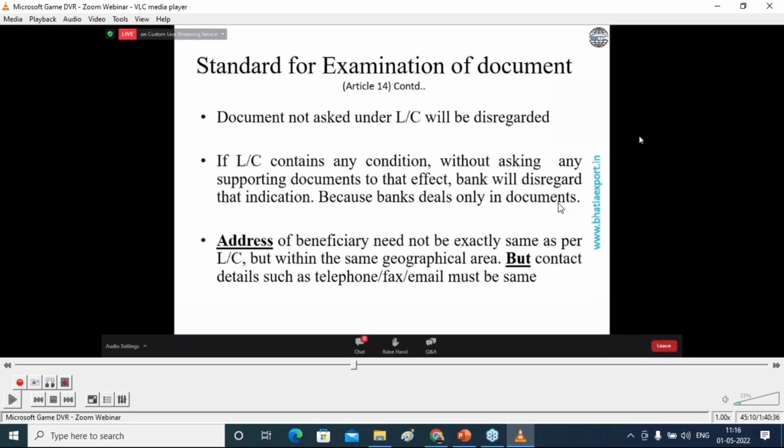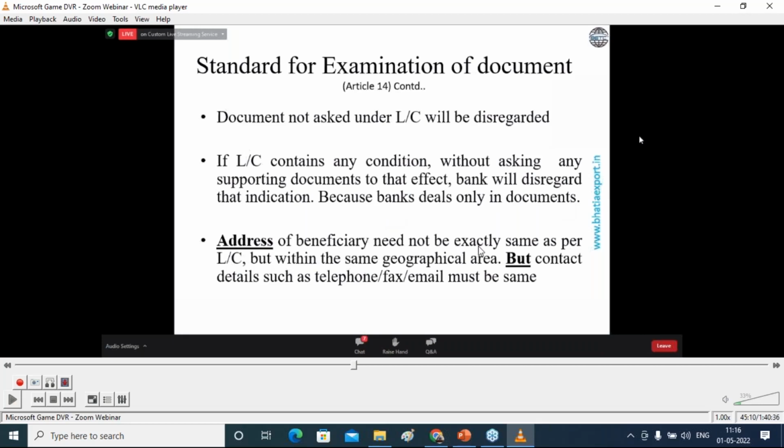So here, the LC terms are not talking about the goods or services or anything, but only about documents. The LC is referring only to the documents, so the documents must be supported, submitted, and done.